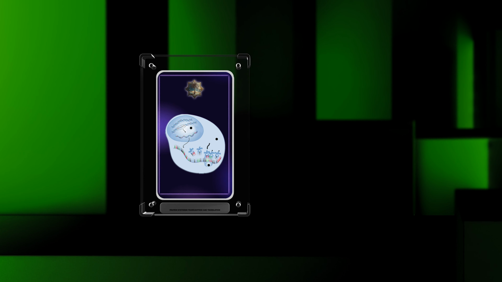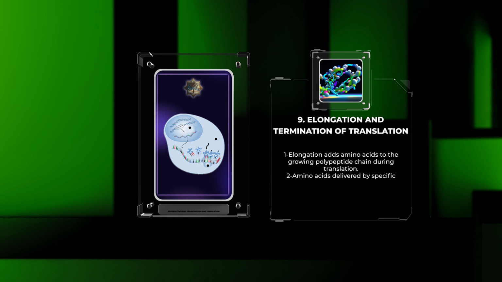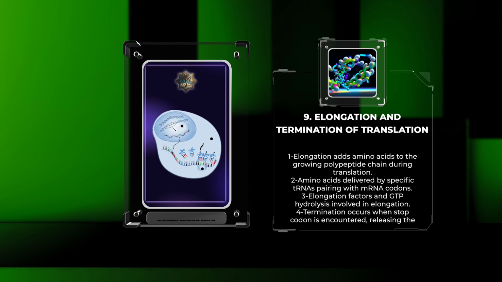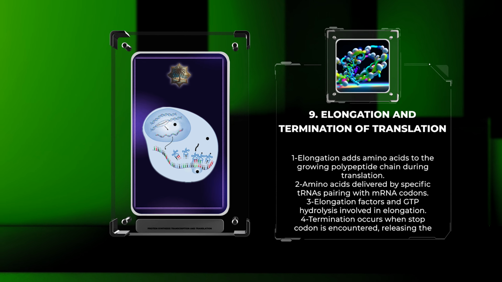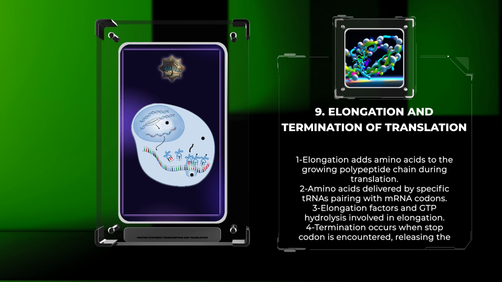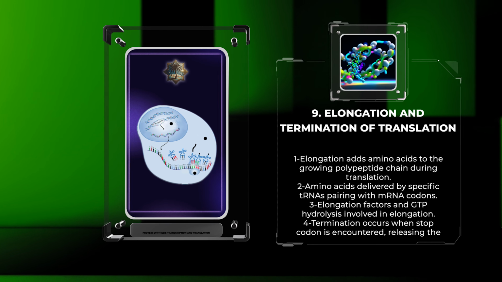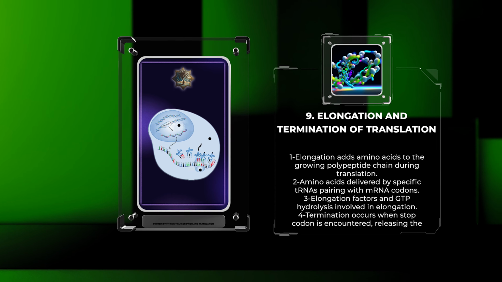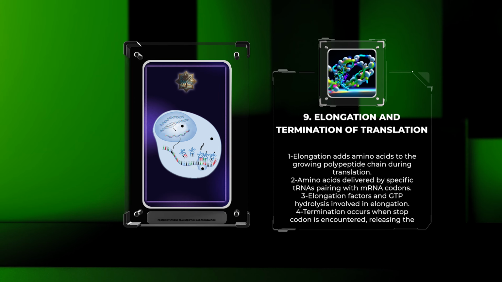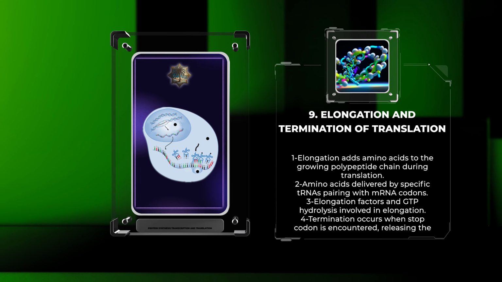During elongation, amino acids are added one by one to the growing polypeptide chain. Each amino acid is delivered by a specific tRNA, guided by the complementary pairing of the anticodon with the mRNA codon. The process involves elongation factors and GTP hydrolysis. Termination occurs when a stop codon is encountered, and it is recognized by release factors that promote the release of the completed polypeptide chain from the ribosome.